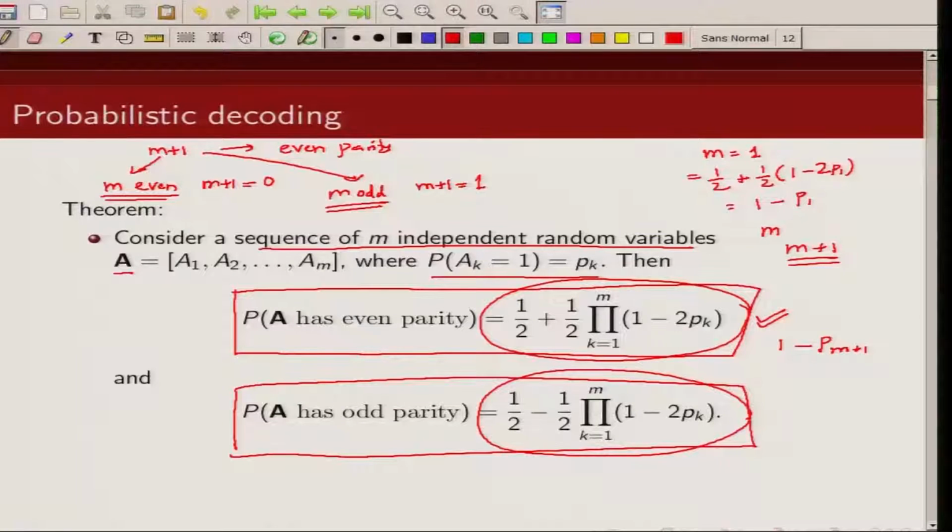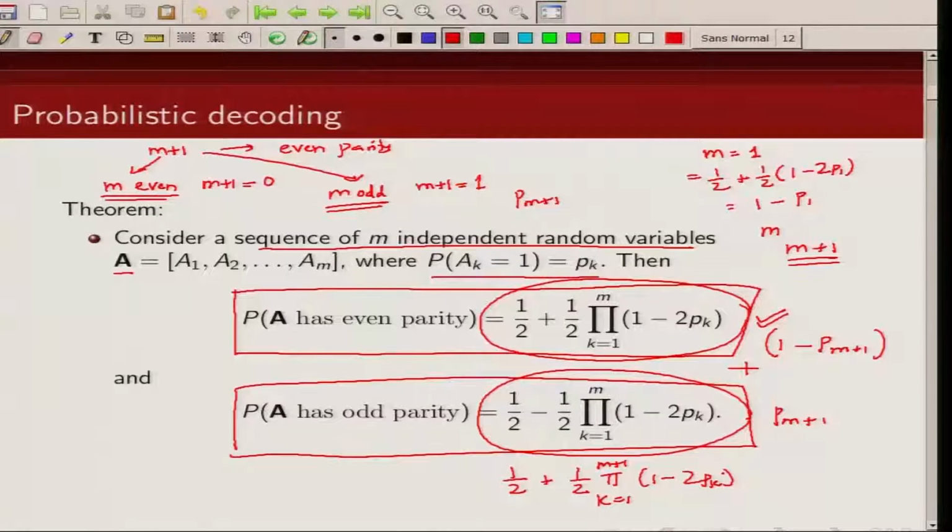And what is the probability that the (m plus 1)th random variable is 1? That probability is given by p(m plus 1). So, the overall probability will be this multiplied by this, plus this multiplied by p(m plus 1). And if you simplify this, we can show that this plus this will come out to be half plus half product over k equal to 1 to m plus 1 of (1 minus 2pk).